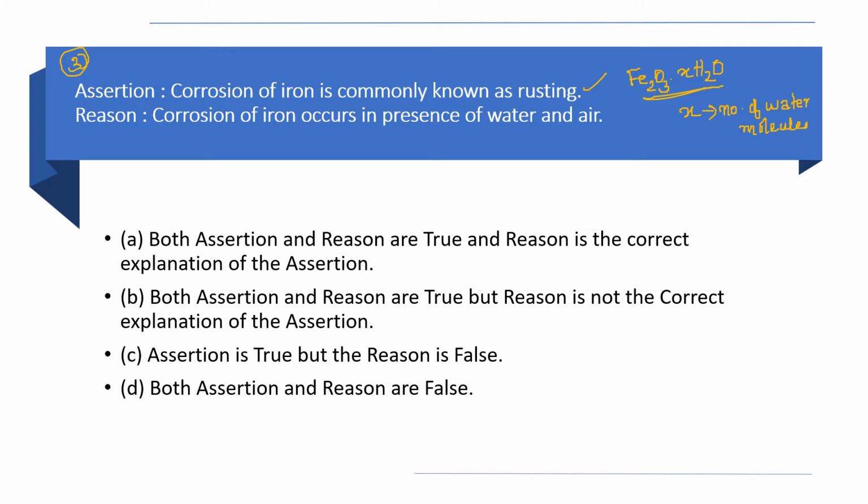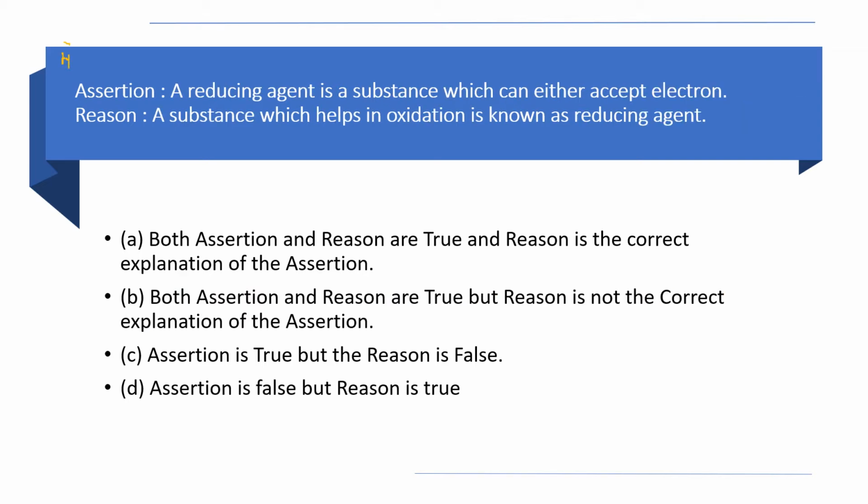Reason: corrosion of iron occurs in presence of water and air. Both the assertion and the reason are true. Corrosion of iron is commonly known as rusting, and corrosion of iron occurs in the presence of water and air. Both the statements are true, but the reason is not the correct explanation of the assertion. Clear? Now moving to the fourth question.